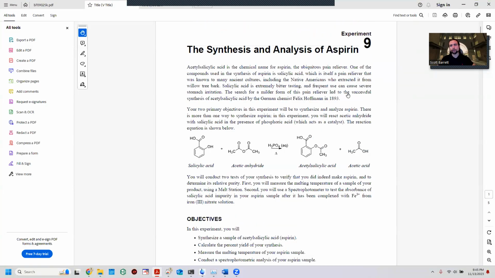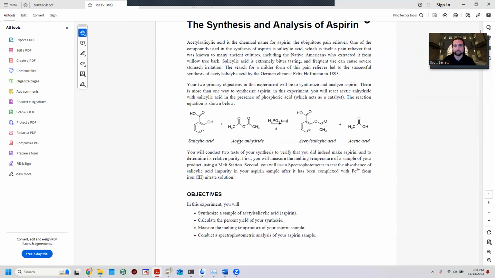Okay, so now we're going to come back here. We're going to look at experiment number 9, which is the synthesis and analysis of aspirin. So the big take home here is that salicylic acid has a phenolic group. So when we're utilizing UV-Vis, the only way that we can actually see an absorbance relative to salicylic acid versus aspirin is because of that phenolic group. So remember that the hydroxy group coming off this benzene ring indicates it's a phenolic group.